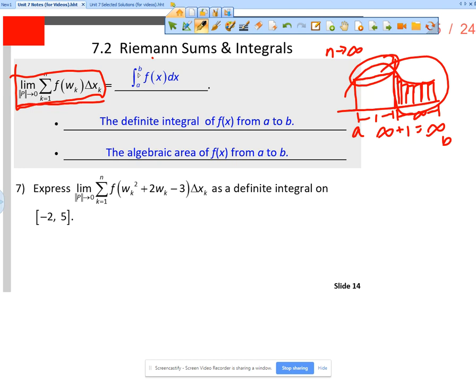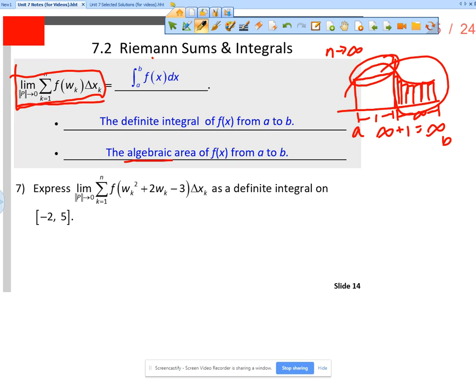This is how we distinguish a definite integral from an indefinite integral, what we did in Unit 6, of f of x with respect to x. So this is the definite integral of f of x from A to B, also known as the algebraic area of f of x from A to B. So algebraic area, what does that mean?